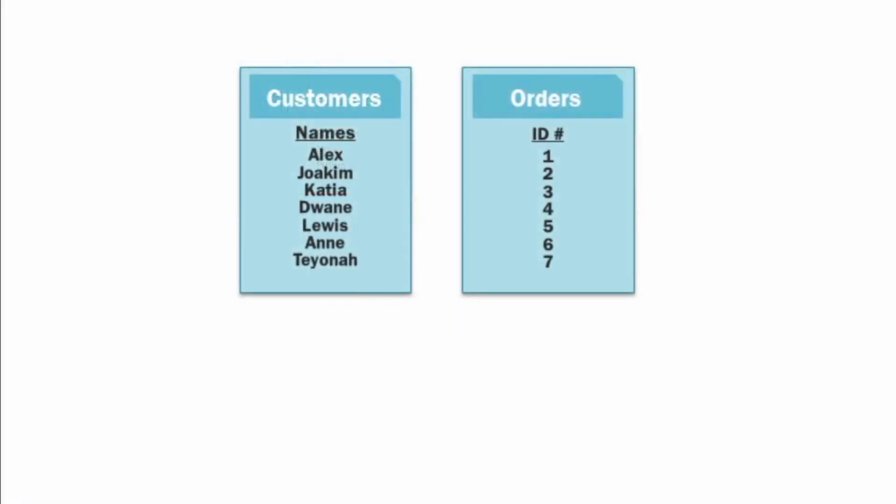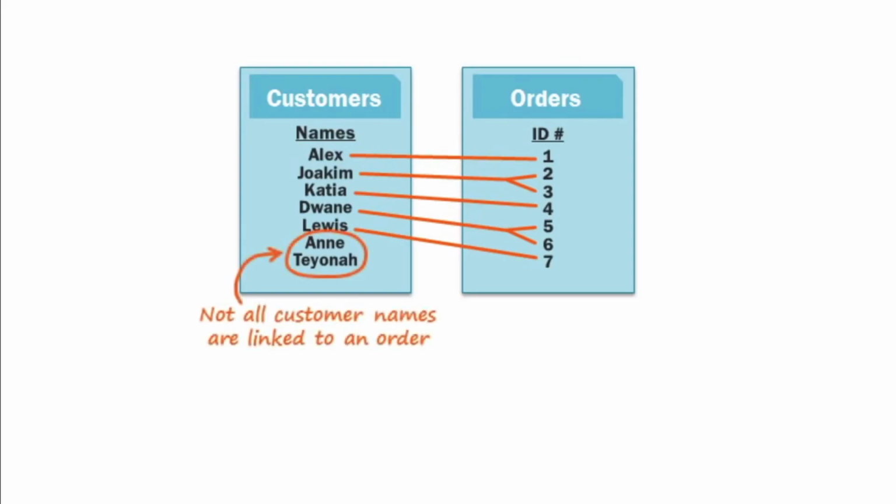Every time an order is placed, it's connected with a customer. And if someone places multiple orders, then they'll be connected with each of those orders. You'll notice that not all of our customers have placed an order, but all of the orders are connected with a customer, and that's an important thing to keep in mind when we're choosing which type of join to use.